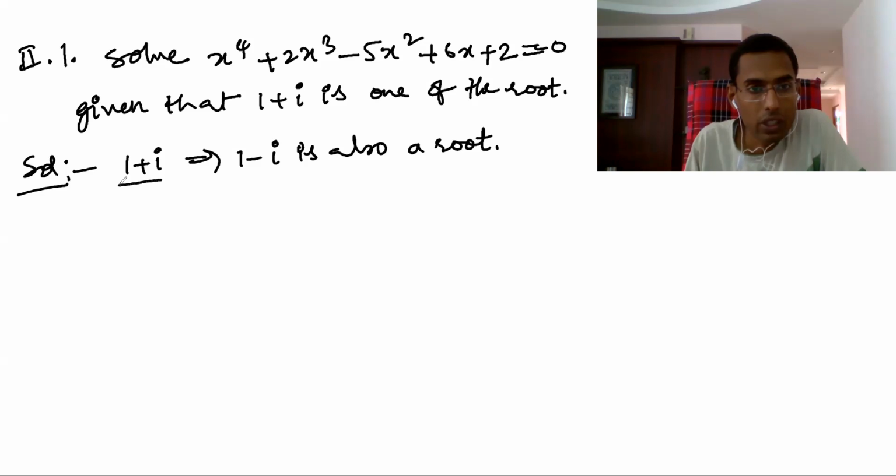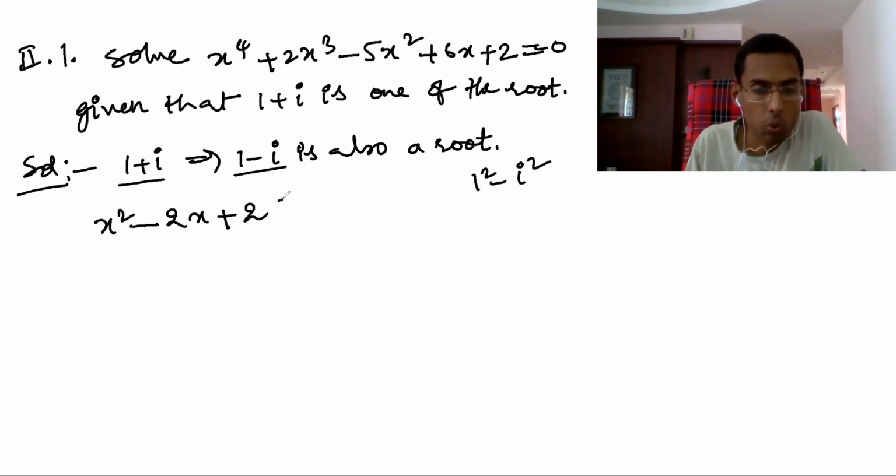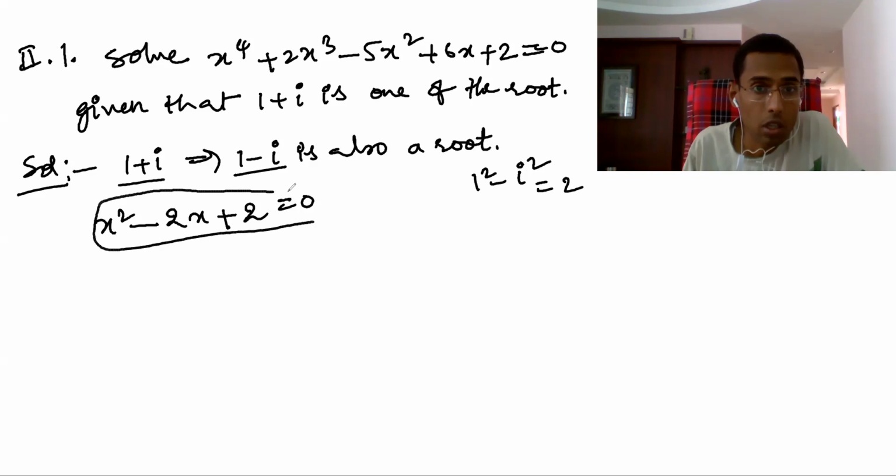Now with these two roots, what is the quadratic equation that we get? x square minus sum of the roots into x plus product of the roots is 0. The sum is 1 plus 1, which is 2, right? So this is what I wrote. With these two roots, this is the equation, right?